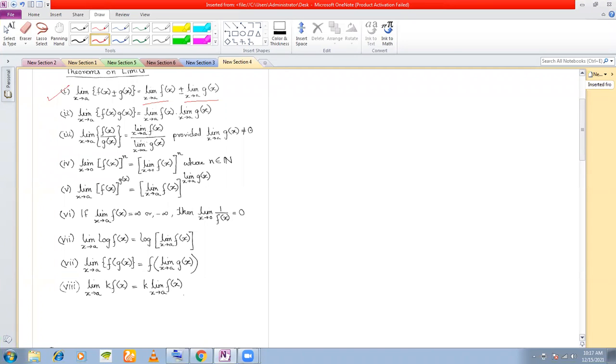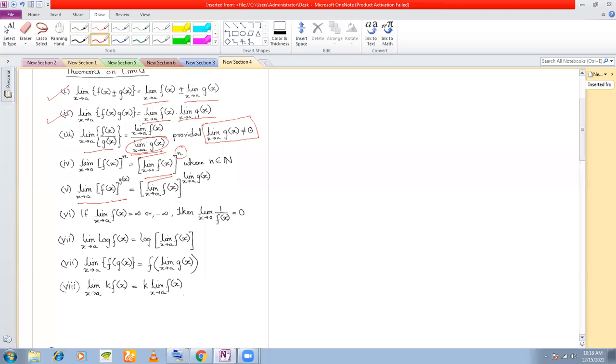And for the second one, if you see limit x tends to a f(x) into g(x), you can separate the product also, right? For the quotient, you can separate the quotient also, provided the denominator is not equal to 0, as I have written here. In the second one, if the limit is outside an exponent, then you can insert the limit inside the exponent also, but n has to be a natural number, right?